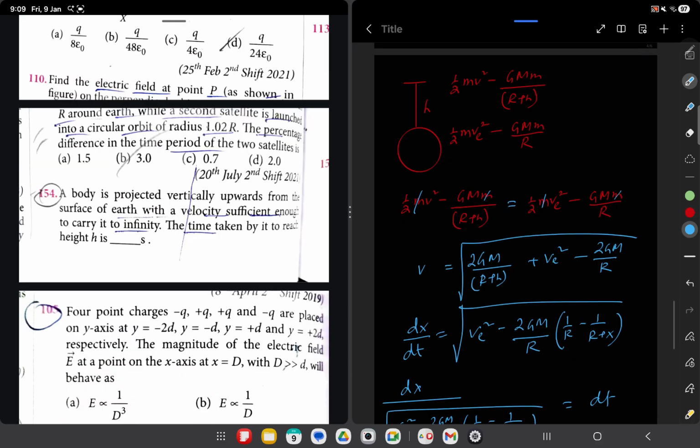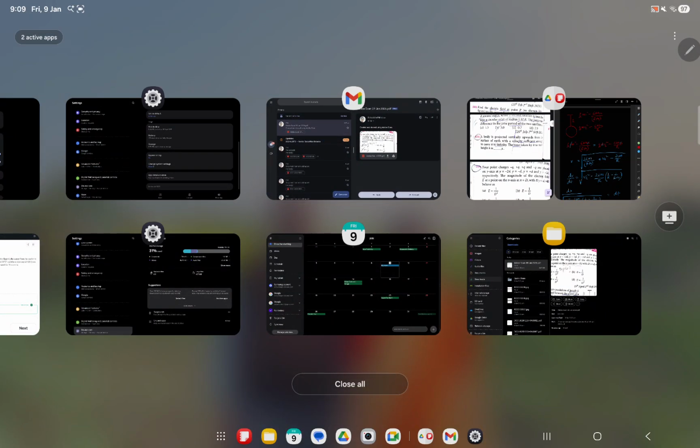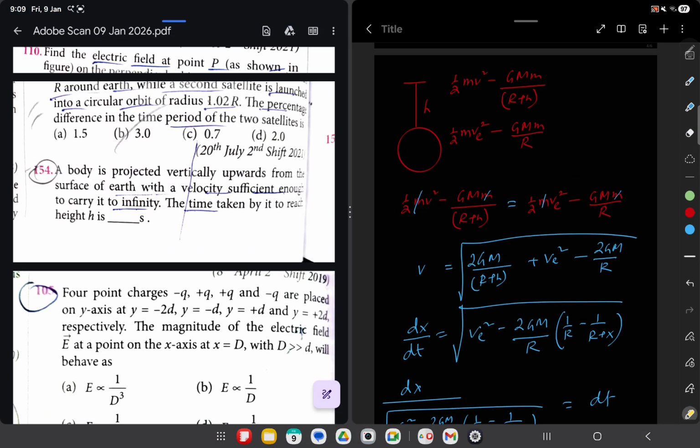So this is a good question from gravitation. A body is projected vertically upward from the surface of Earth with some velocity sufficient enough to carry it to infinity. The time taken by it to reach the height h. So the body is traveling from this position to this position. You need to find out the time taken. First, you will find out the velocity. In this position, the velocity will be half m v e square minus GM by r, because it is already told that the velocity is sufficient enough to carry it to infinity.